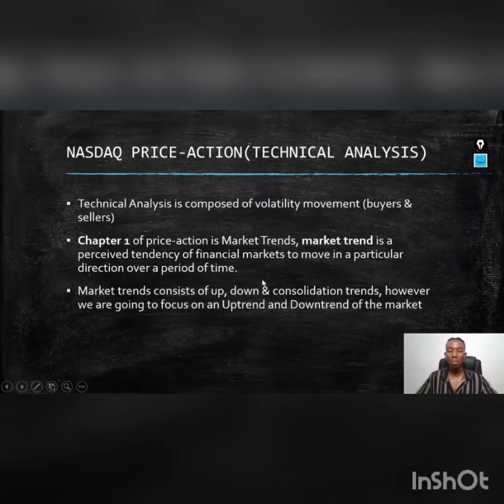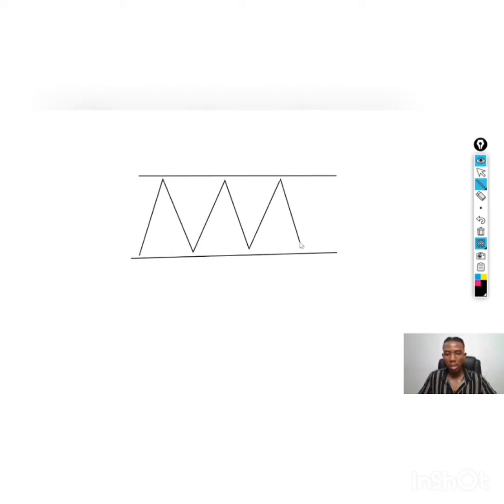So we have 3 types of market trends, meaning market trends consist of uptrend, downtrend, and lastly consolidation trends. However, we are only going to focus on an uptrend and a downtrend in this case. Before I continue, let me show you what a consolidation trend is. A consolidation trend is when we have a trend that has no overall direction, meaning it's not an overall buy or an overall sell. You just buy low, sell high. This is a consolidation trend. Okay, so now let's continue.